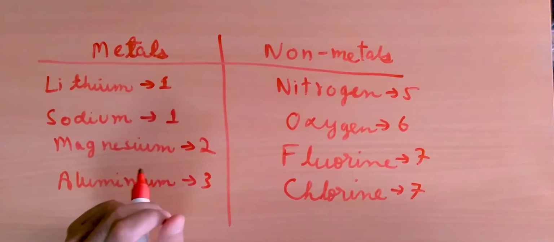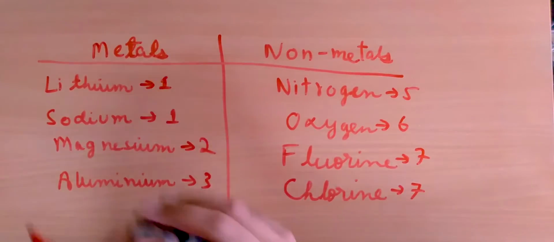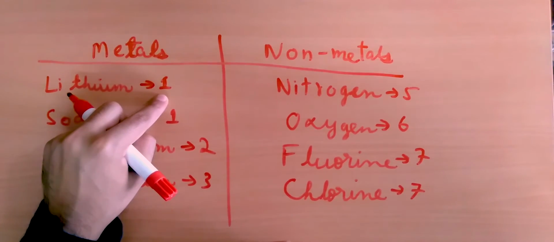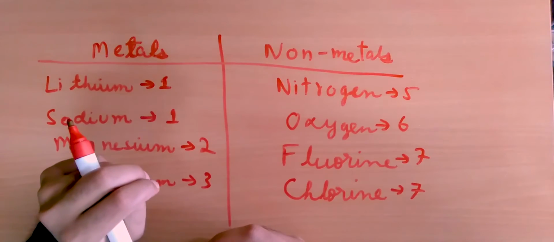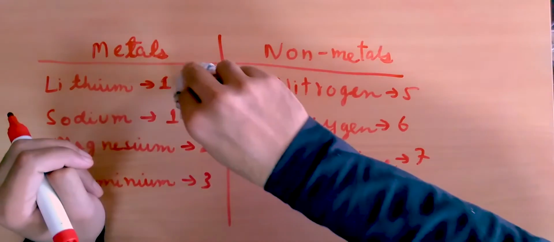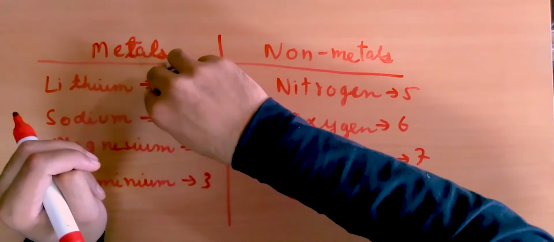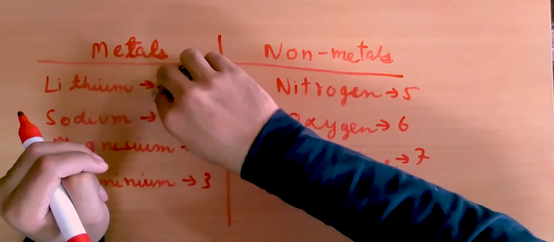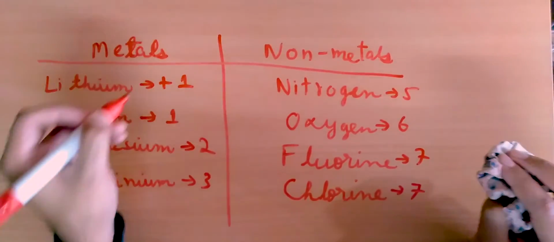And now if you try to figure out the valencies of all of them, we can clearly see that lithium would really want to give away this 1 electron to achieve a completely filled outermost shell with 2 electrons, so its valency would be simply +1, because it would want to give that electron.